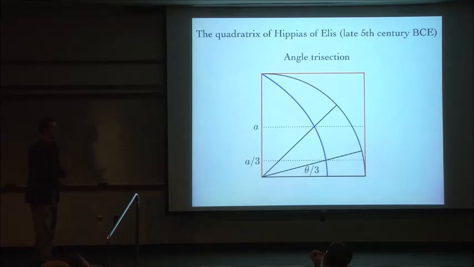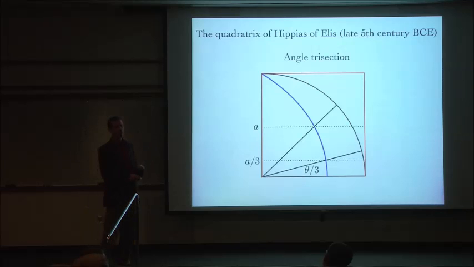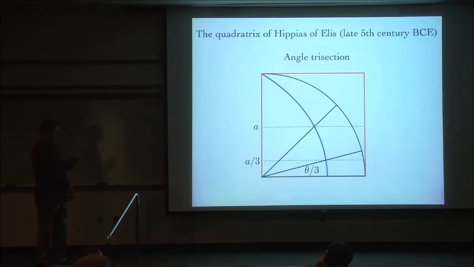So this was 5th century BCE. Hippias of Elis showed that if you were given one other curve, then you could trisect any angle. And I showed you all those other curves. There were similar types of arguments for each one of those. This has a name. It's called the quadratrix.